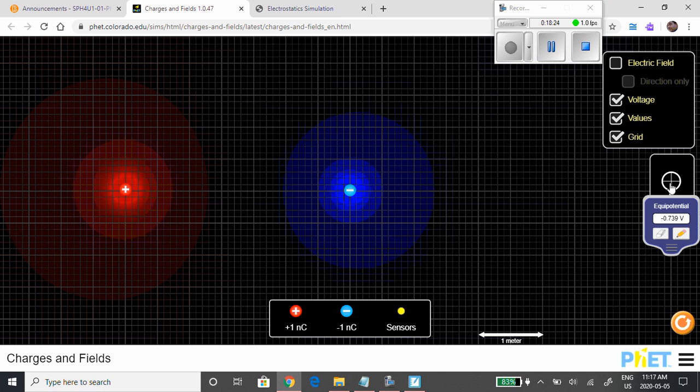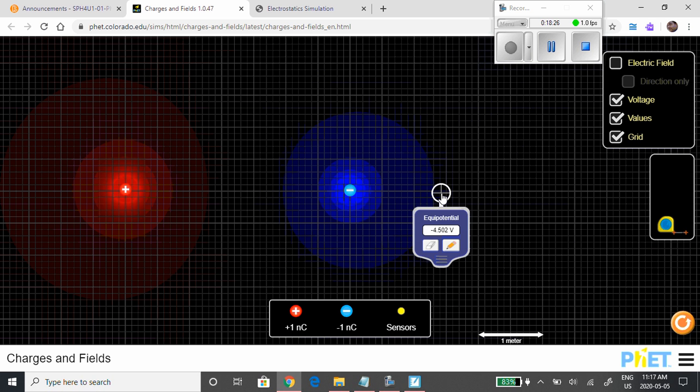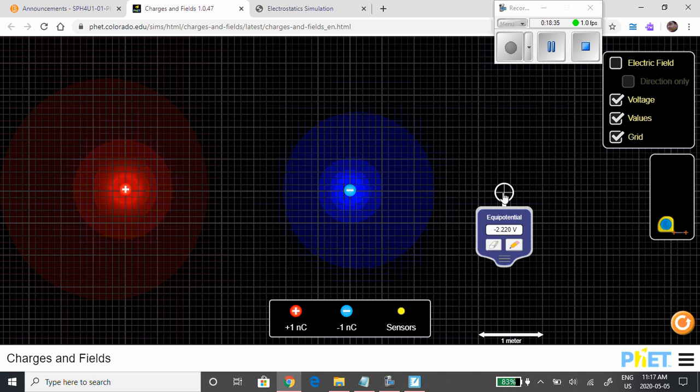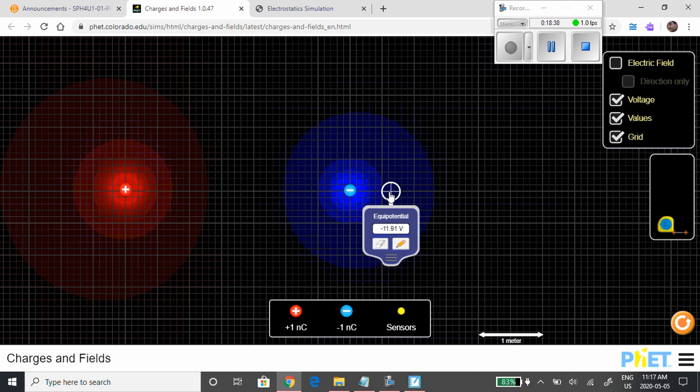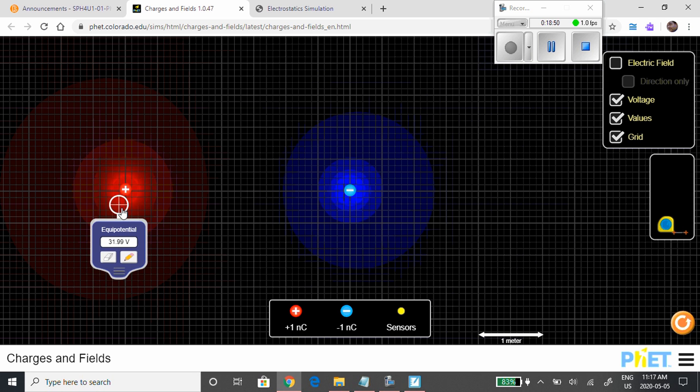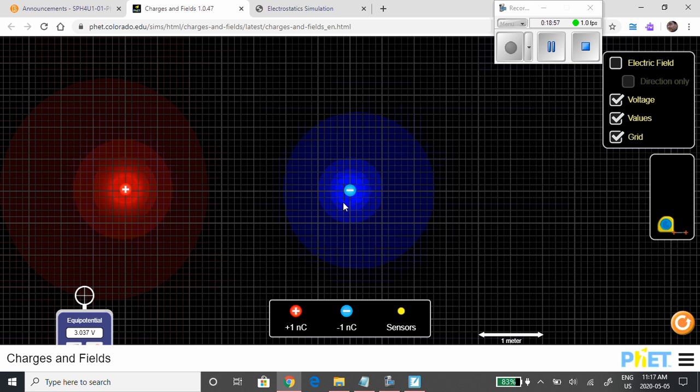What we have here is a sensor, right? And I can move it anywhere I want. I strongly suggest you try this simulation. As you bring it closer and closer to the negatively charged particle, the voltage changes. Similarly, I can bring it closer and closer to the positively charged particle. Look how the voltage changes. You try it on your own, kids. It's getting very, very high close to the positively charged particle. And as we move far away, the voltage is less. So try these out on your own.